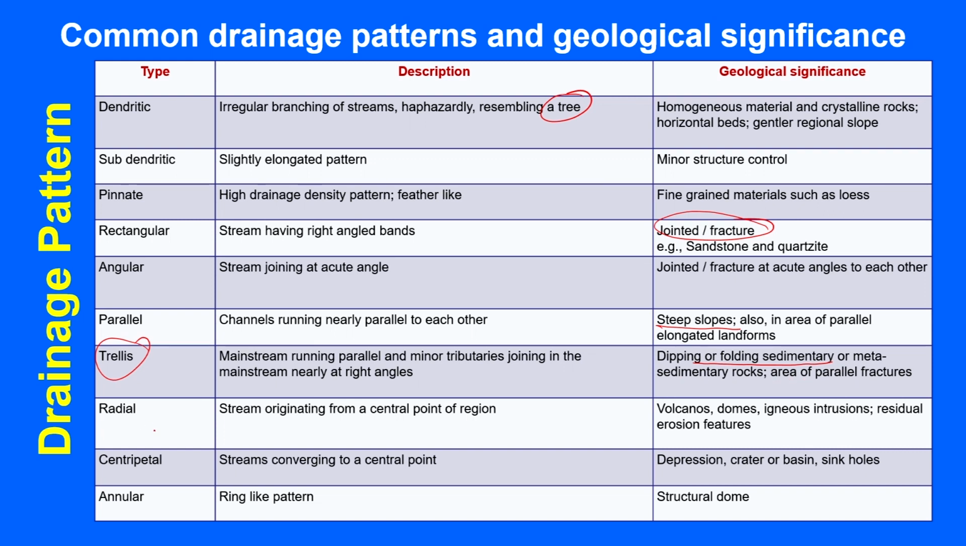And then you are having radial, then you are having domes and residual erosional features will be there. Then for example annular, then you can say structural dome. Okay. So, these are the interpretations you can make out after identifying the different drainage patterns.